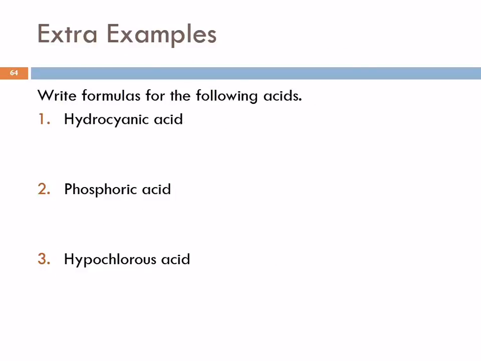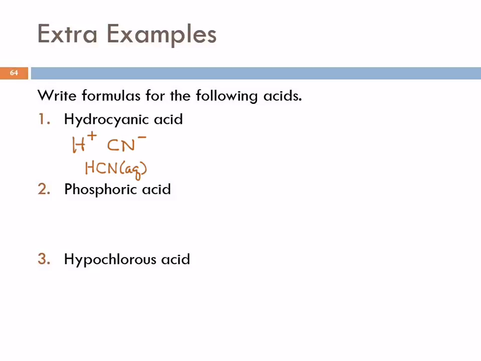Here's some extra examples. Write formulas for these acids. Hydrocyanic acid. So what does the prefix hydro tell us? Binary acid, right? Okay, so then we're looking at cyanic. That's supposed to be an element, right? Is there an element that's like that? Cyanide. So here's cyanide. Well, okay, we'll go with that. And how many hydrogens would it need? Just the one, right? So the formula for this is HCN aqueous.